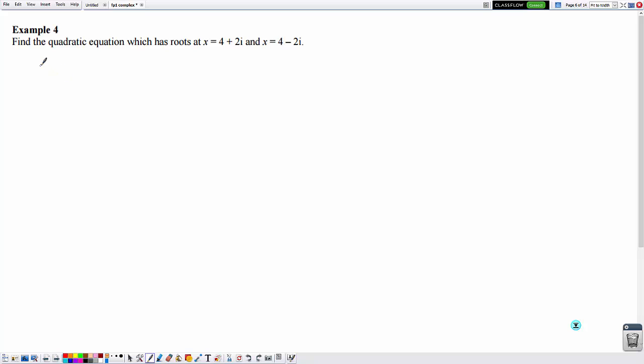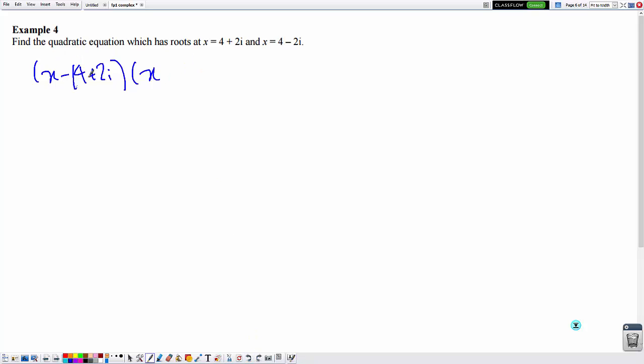So let's do it the less interesting way. These are my roots. So I can write this as x minus 4 plus 2i and x minus 4 minus 2i.